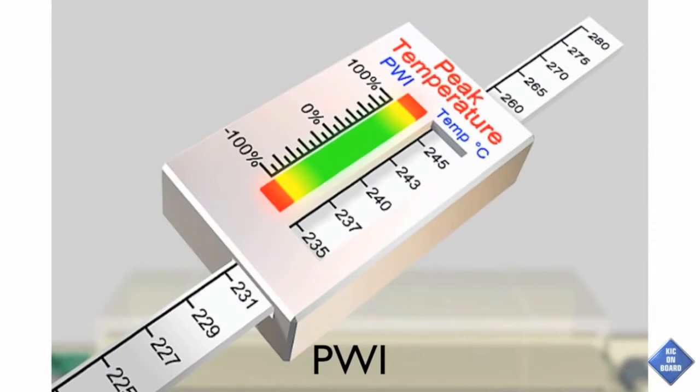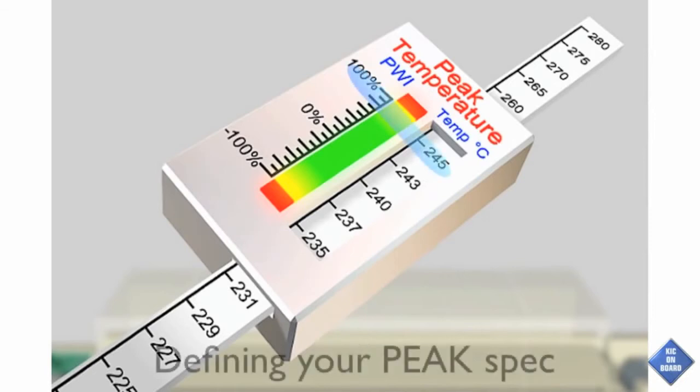You as the process engineer have defined peak in this example as 245C as the maximum allowed limit for your process, and 235C as the minimum allowed limit. This is your process window. 240C is the center. In PWI terms, we index these values.